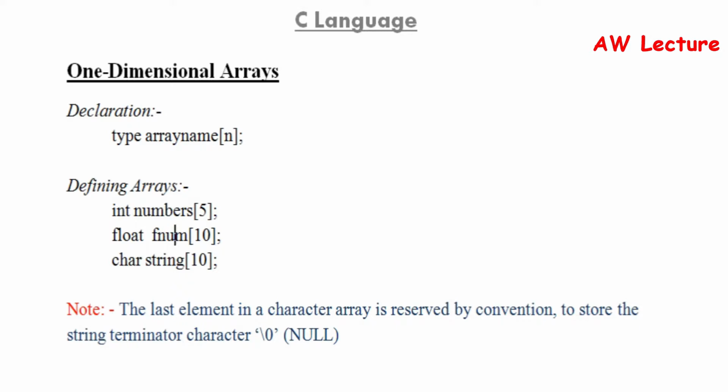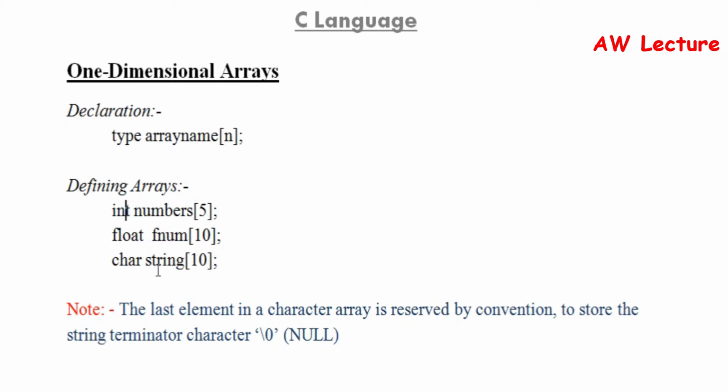For that we can use int, float or char depending on our choice. Let's say first we use int numbers. It will declare an array of type integer, the name of the array will be numbers and the size will be 5. So this array can hold a maximum of 5 integers, which will be stored in the elements numbers 0 to numbers 4. Similarly will be the case for float and char.